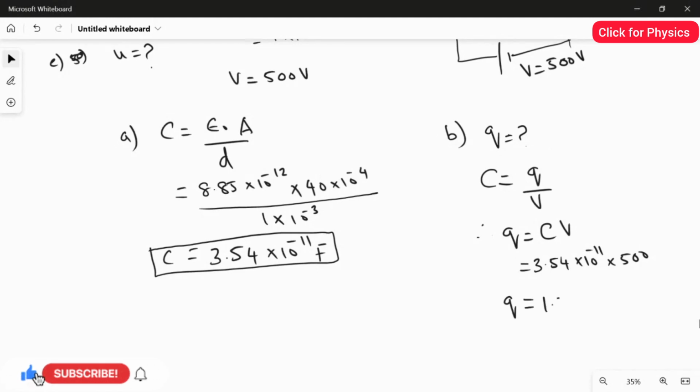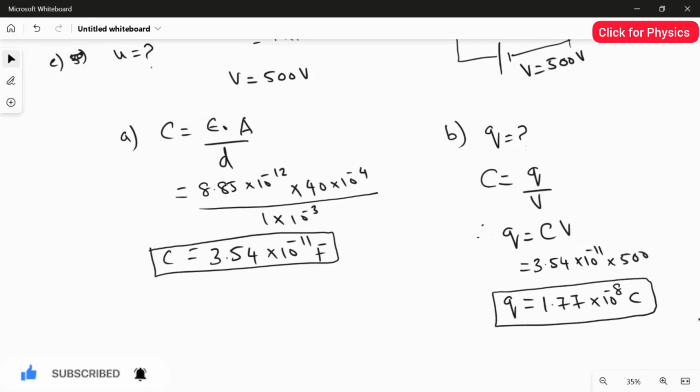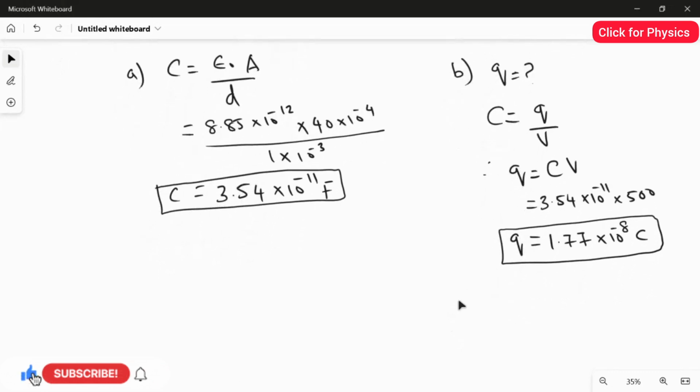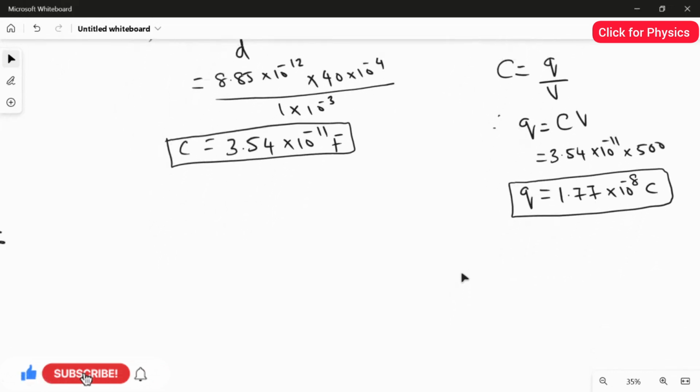So charge Q is equal to 1.77 multiplied by 10 power minus 8, and the unit for the charge is coulomb. So this is the answer for our second question. And in the third question, we are going to find the answer for the energy stored in the plate.